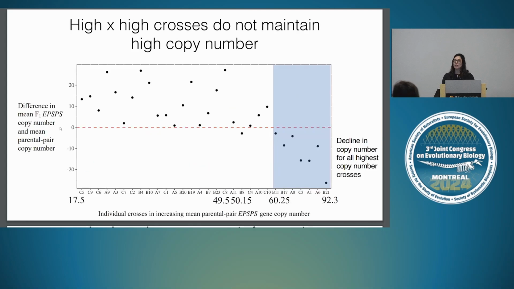Also, when we visualize the pattern of directionality, so the difference in the mean F1 copy number relative to its parent, we saw that from low to moderate parent copy numbers, we consistently see the maintenance or increase in copy number. However, all of the crosses with the highest copy number consistently exhibit a decline in copy number. So when I saw this analysis, I started to think, okay, contamination probably didn't create this pattern.